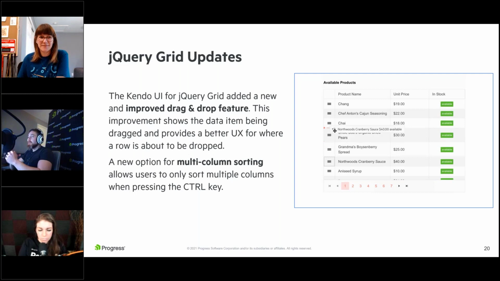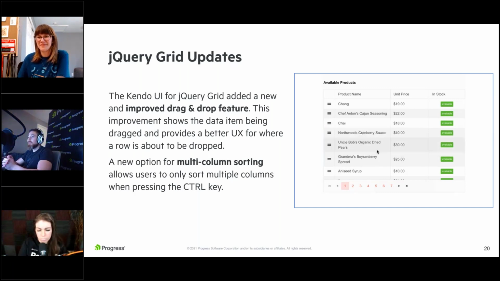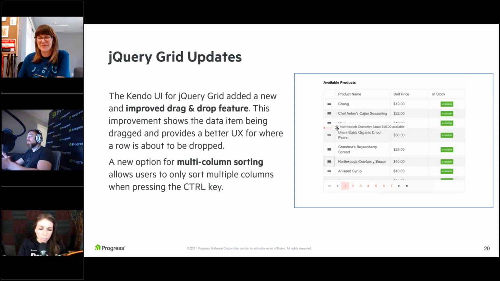And we have a little bit of a better indicator as well of where within the list the data item is being dropped. So this is just, we've had drag and drop in the grid available for some time, but this is all about improving the user experience to make it a little bit more intuitive based on feedback from folks like yourself. We've also updated the multi-column sorting.